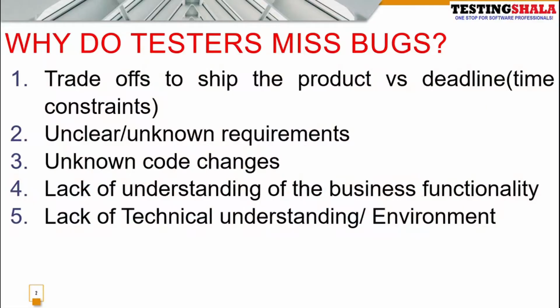The fifth reason is there are a lot of technical aspects where a tester may not have any idea. Sometimes there is a lack of understanding of the technical requirements. Also, there is a lack of understanding of the test environment. That could also lead to testers missing the defects.